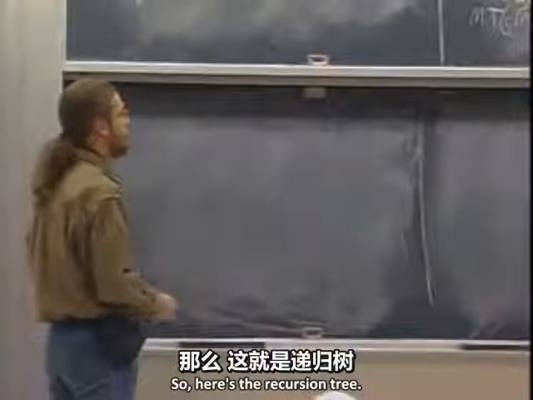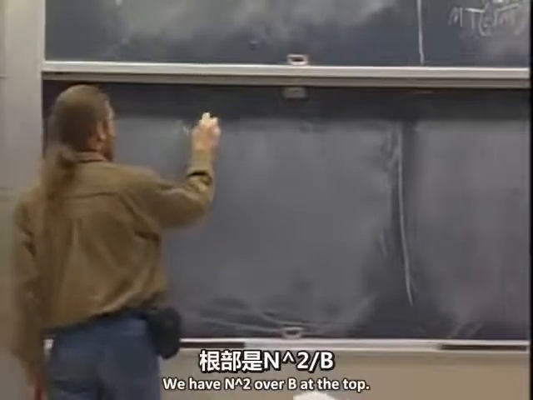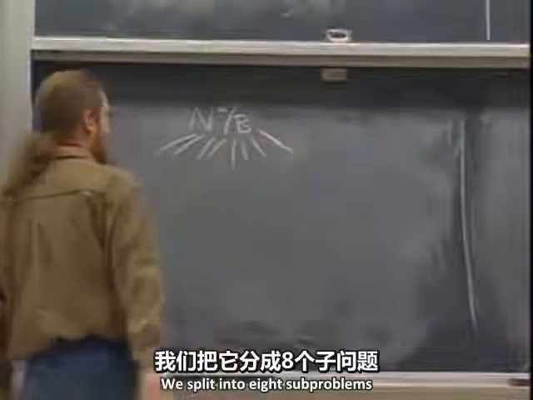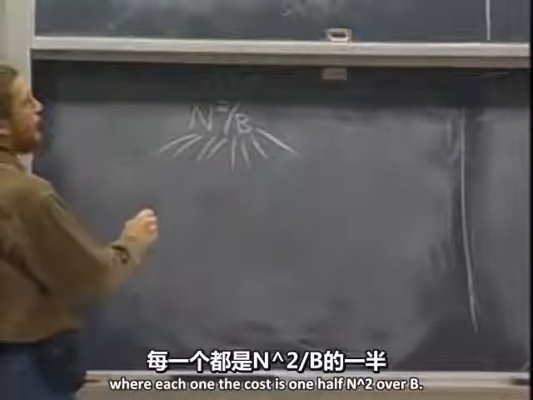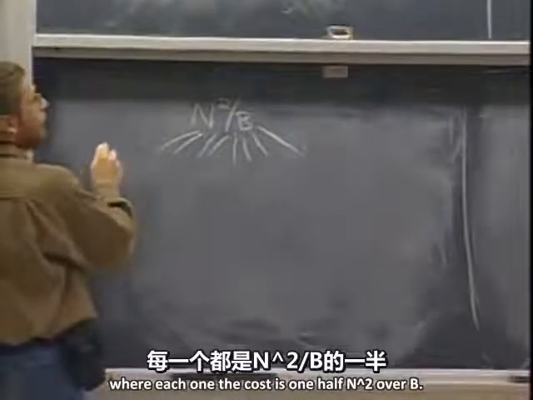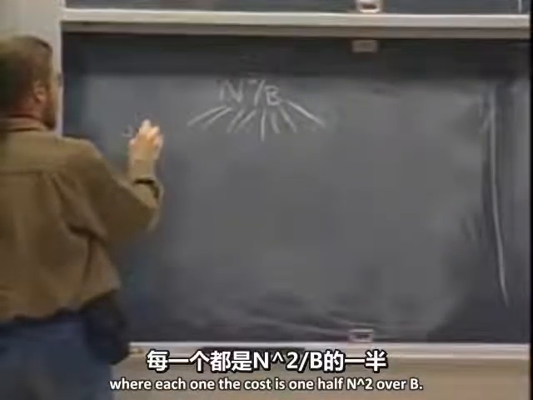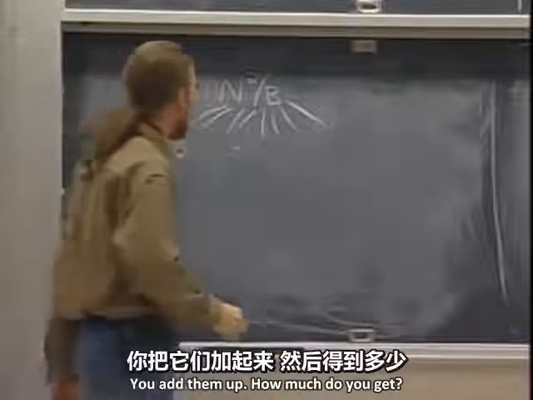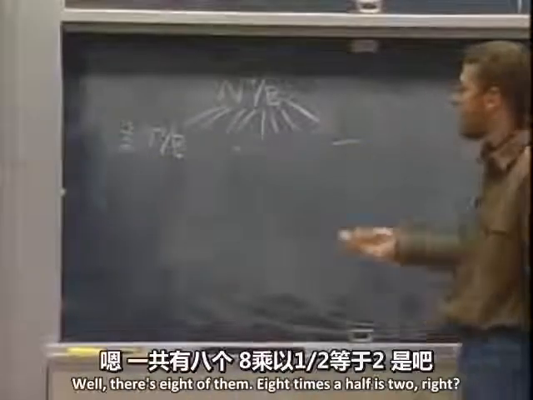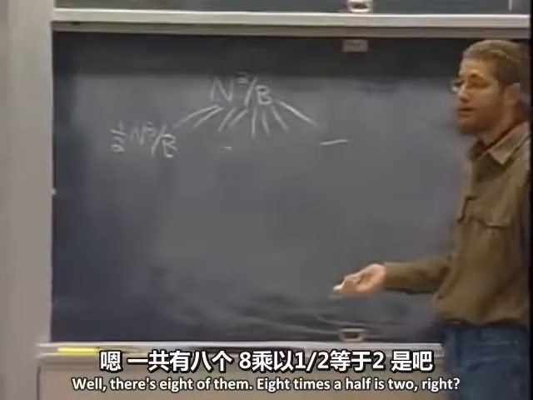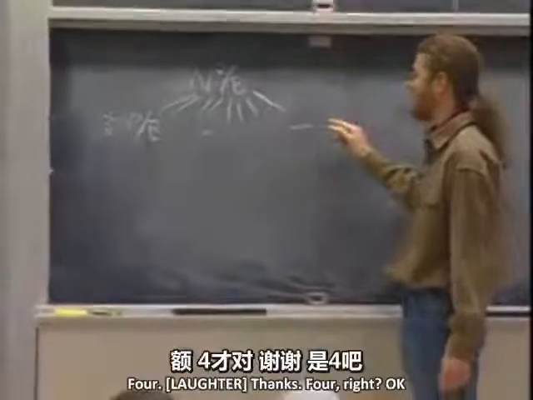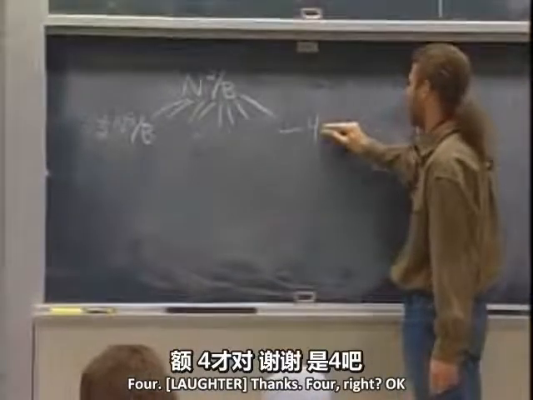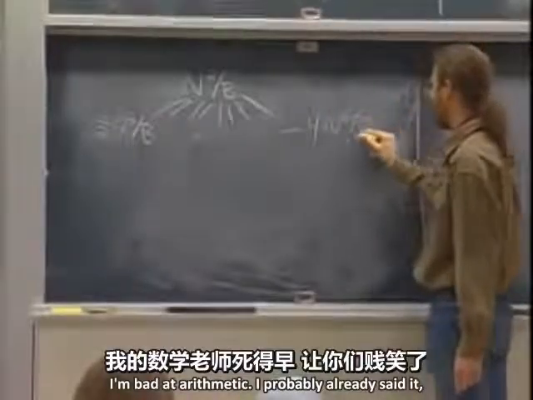So here's the recursion tree. We have n squared over b at the top. We split into 8 subproblems, where each one the cost is 1/2 n squared over b. I'm not going to write them all. There they are. You add them up. How much do you get? Well, there's 8 of them. 8 times 1/2 is 2, right? 4. Thanks. 4, right? Okay. Good. See, I'm bad at arithmetic.